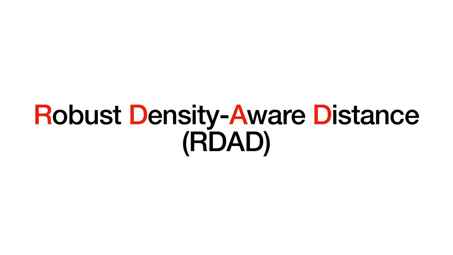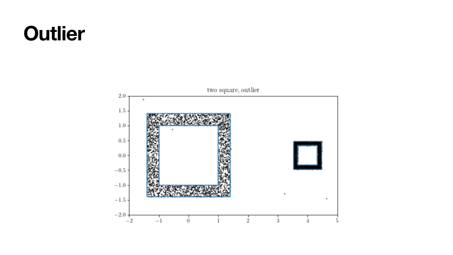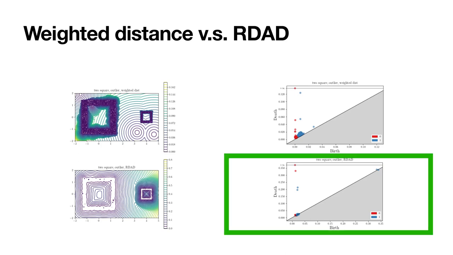And if you combine the distance to measure idea with the growing ball at different rate idea previously, you get the proposed robust density aware distance, or that filtration that I proposed. And if you plug in the previous outlier contaminated data set into the proposed algorithm, you get roughly a similar persistence diagram with 2 points still far away from the diagonal with roughly similar birth and death time as before, despite the outliers.